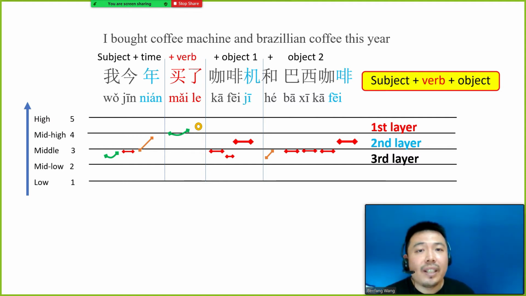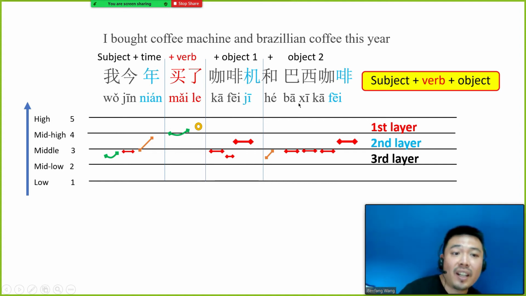I bought coffee machine and Brazilian coffee this year. 我今年买了咖啡机和巴西咖啡。Here, we can see that there are 4 chunks. Maybe some of you may be wondering why 和 we do not put it as 1 chunk. It's better not to put 1 single pinyin as 1 chunk. It's better to put this 和 either with the chunk before or the chunk later.